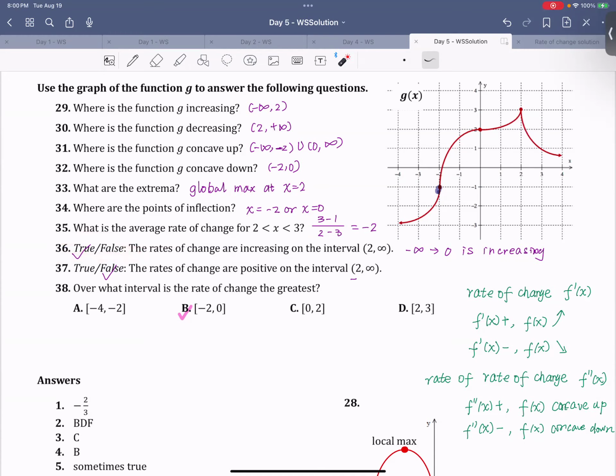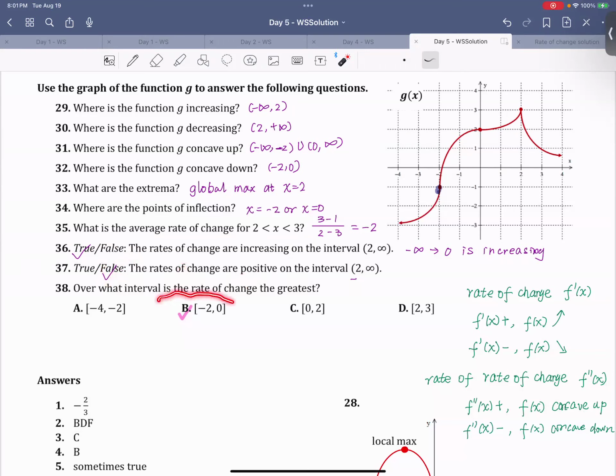Next one, 37. The rate of change is positive from 2 to infinity. The rate of change is asking about the slope. This part, the slope is going down. So the slope, or rate of change, is negative. So this is false. Okay? This is false.